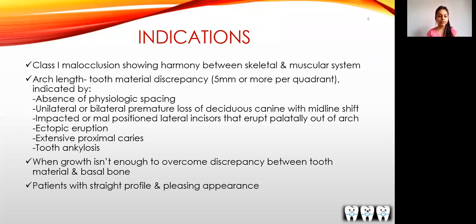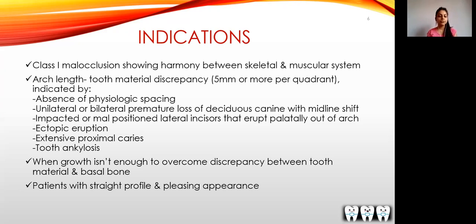In case of ectopic eruption, it is the condition in which the teeth will not follow the normal path of eruption, and it can even intercept the primary teeth, leading to its premature loss, or it can cause the malpositioning of the permanent teeth. So it can eventually lead to crowding. Next is extensive proximal caries. When there is proximal caries, there is a loss of tooth material in the proximal surface of the tooth, and the adjacent tooth will shift mesially, resulting in loss of space.